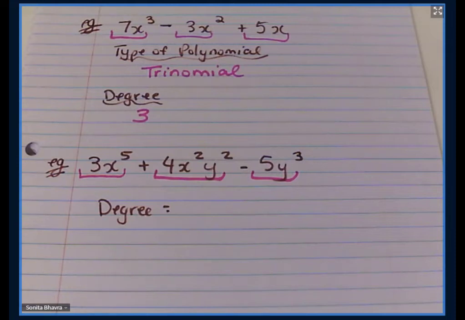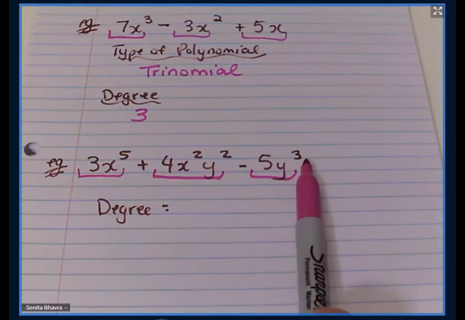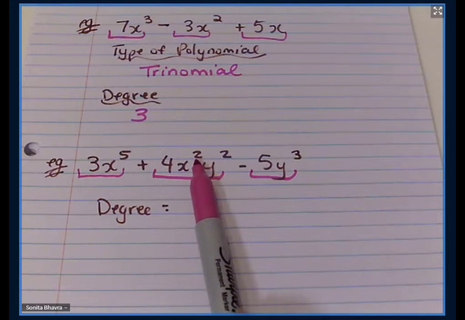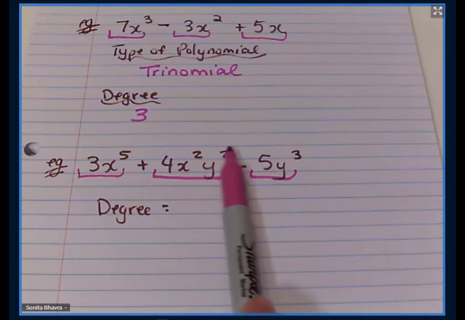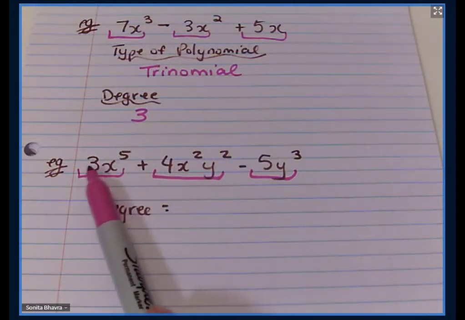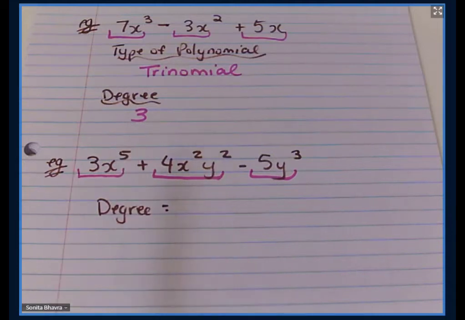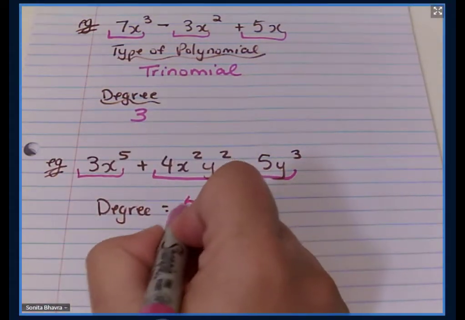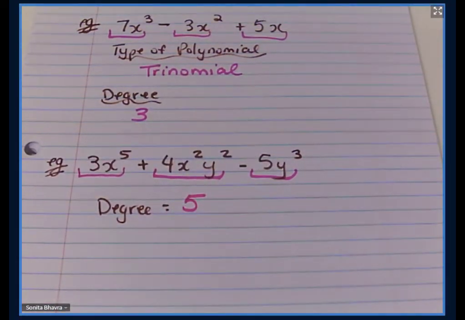So looking at the degree, we have to look at the sum of our exponents. In this term, this is a degree of 5. This term, it's 2 plus 2, so this is a degree of 4. And then this term has a degree of 3. So we always look at the largest degree. So this polynomial has a degree of 5.